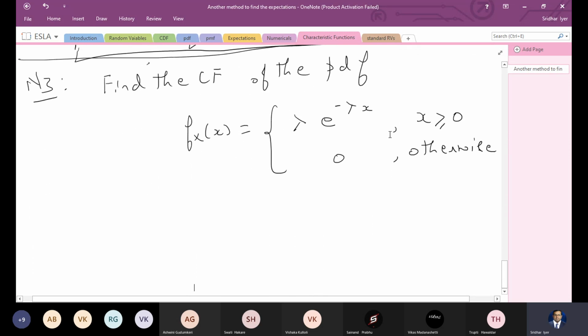Okay. Then I had given you one numerical to find the characteristic equation of this PDF. So I hope you've solved it. So let me solve this, and for those who have solved it, you can check the answer.